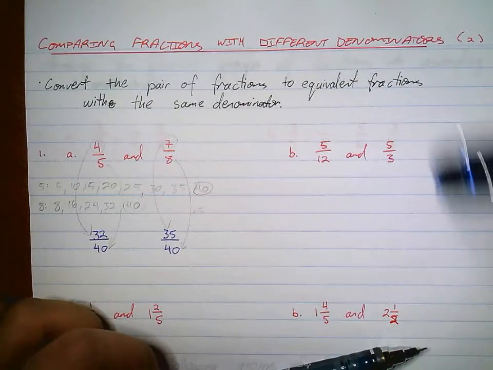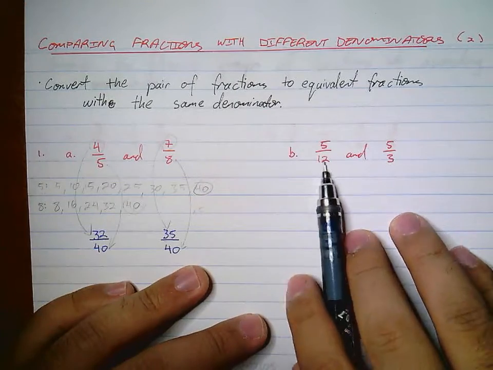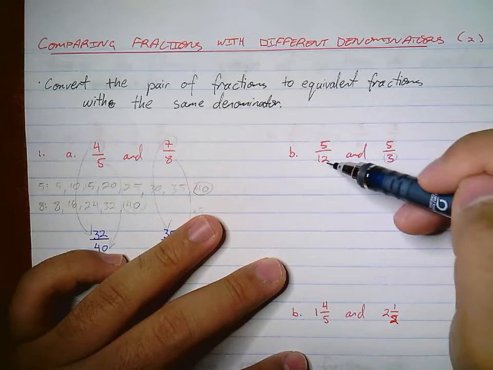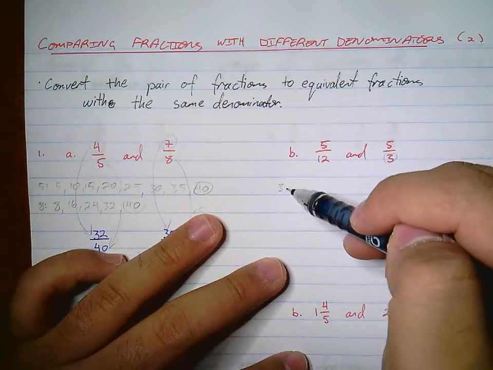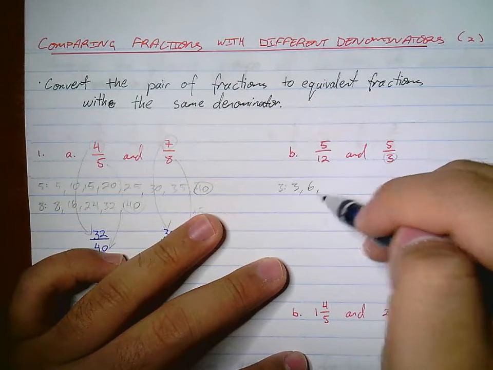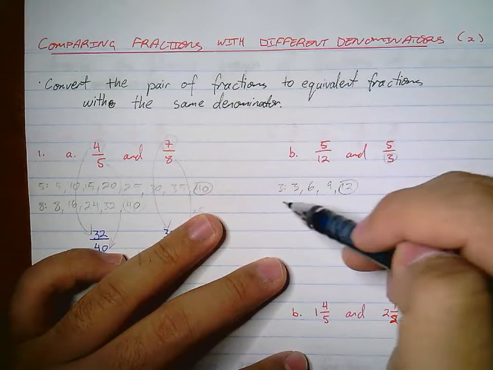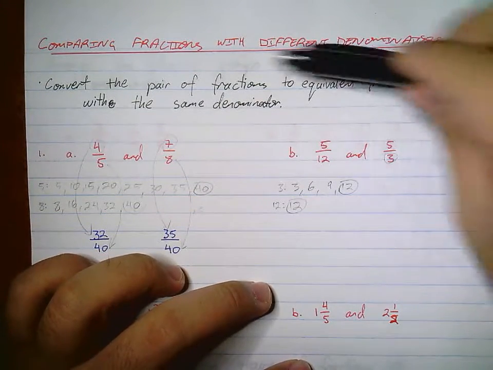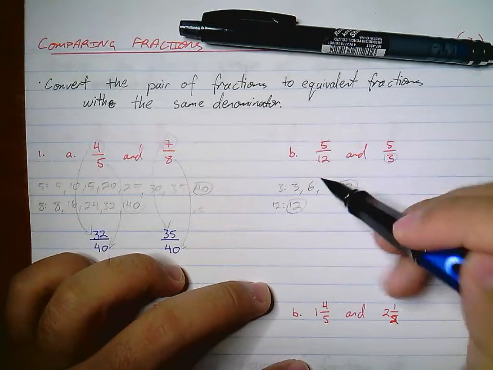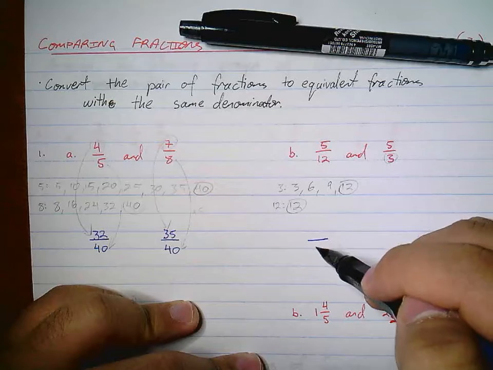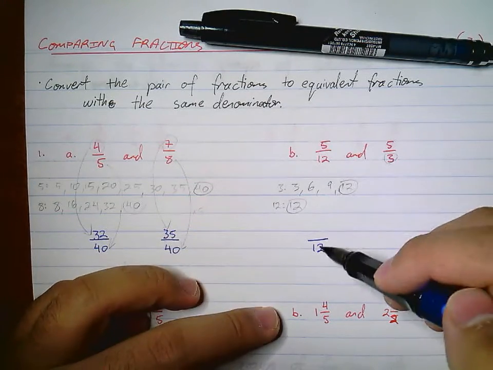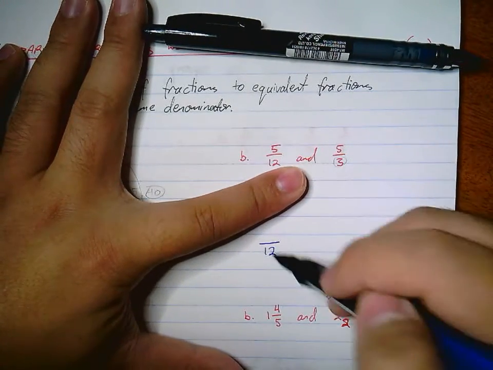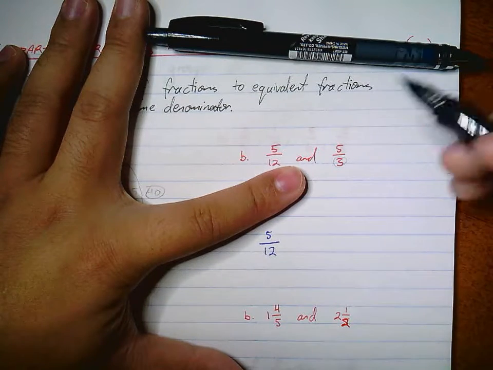Let's do another one. Let's look at the multiples of 12 and 3. I'm actually going to start with a smaller one first, hoping that it can become 12. So multiples of 3. We have 3, 6, 9, 12, and 12 times 1 is already 12. So our lowest common multiple is going to be 12. So 12 is actually going to become 12 again. So this actually doesn't change. So 5 over 12 still stays as 5 over 12.